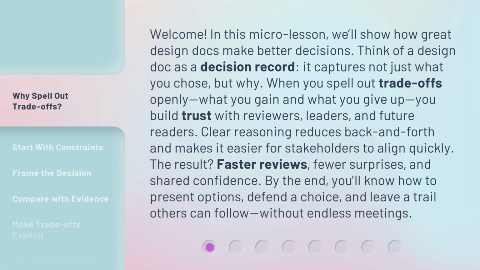Welcome. In this micro lesson, we'll show how great design docs make better decisions. Think of a design doc as a decision record. It captures not just what you chose, but why. When you spell out trade-offs openly, what you gain and what you give up, you build trust with reviewers, leaders, and future readers. Clear reasoning reduces back and forth and makes it easier for stakeholders to align quickly.